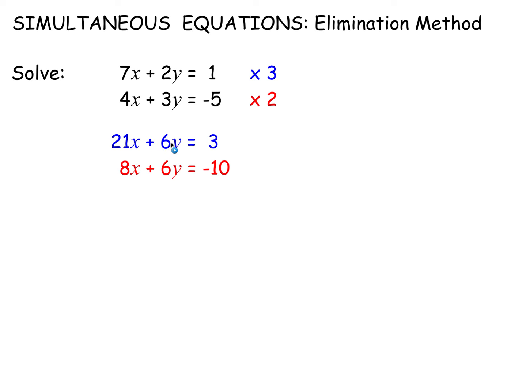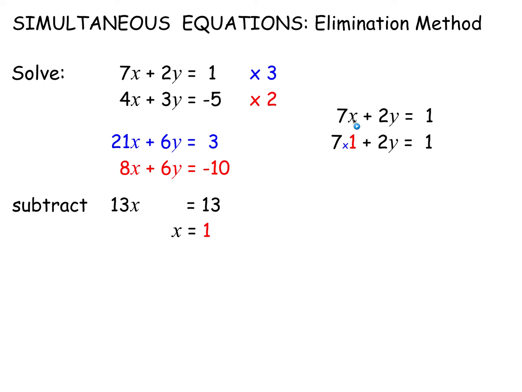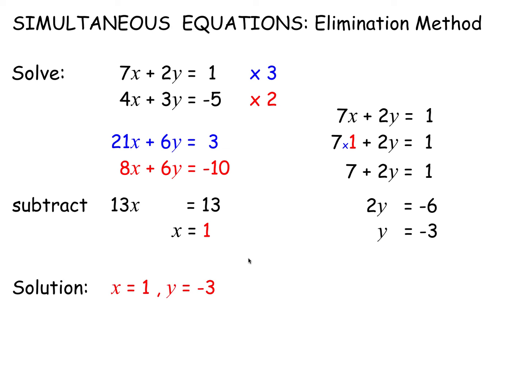These equations have the same y terms, plus 6y and plus 6y. If I subtract, they will eliminate. So 21x take away 8x is 13x. 6y take away 6y is 0. 3 subtract negative 10, that's the same as 3 plus 10 is 13. 13x is 13, x is 1. Pick one of the equations. I'll take 7x plus 2y equals 1. Make the x 1. That's 7 plus 2y is 1. Take 7 off each side, divide each side by 2, and we've got y. So now we've solved x is 1 and y is negative 3.